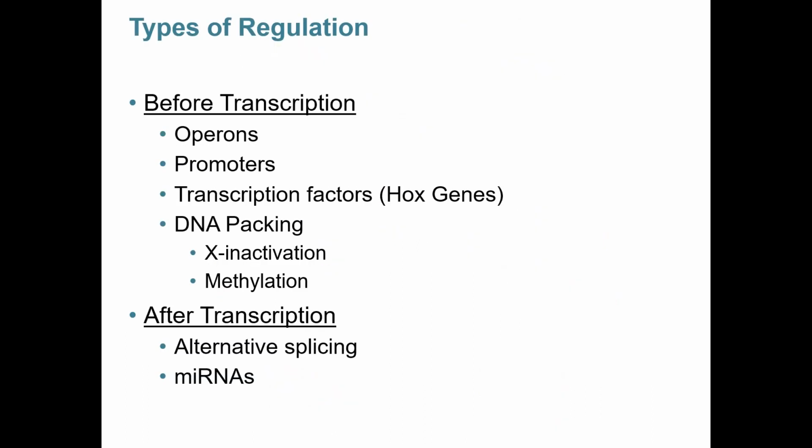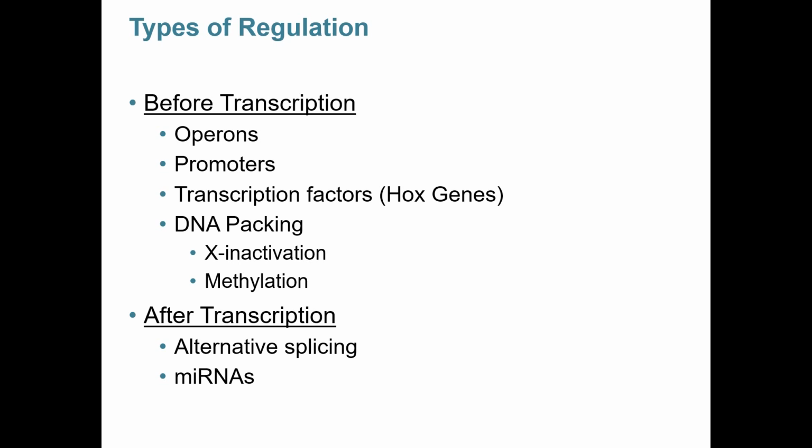Transcription factors like Hox genes can recruit to the promoter to increase expression. And DNA packing, whether or not the DNA is condensed or open, can determine whether or not a gene is expressed. We talked about two examples of this, exon activation and methylation.